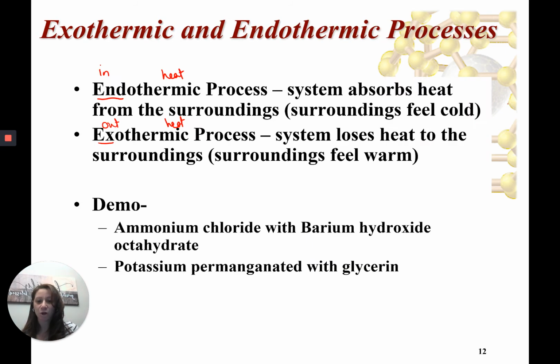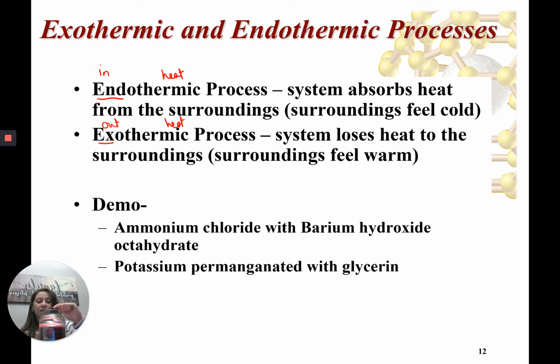So that's how you know if it's an exothermic or an endothermic process. If it feels cold, then it's endothermic. If it feels hot or warm, then it's exothermic. So I have a candle that is lit here. So would this be an exothermic or an endothermic process? Well, my candle feels warm. As the wax is burning, it's giving off heat. And so that would be an exothermic process because it feels warm.